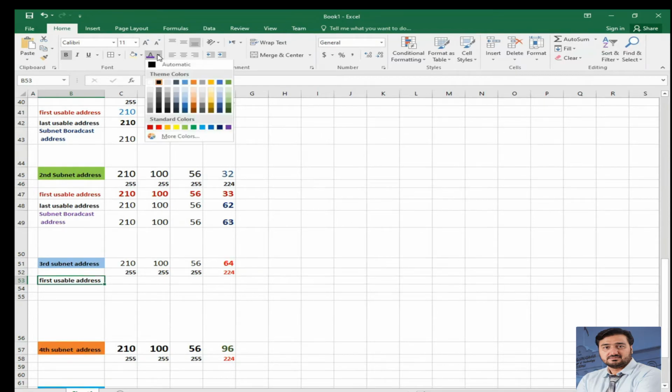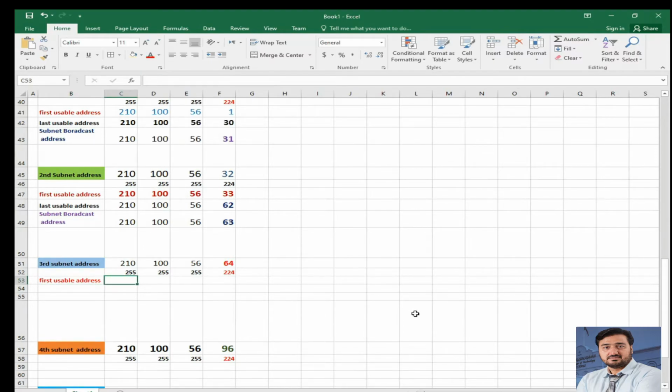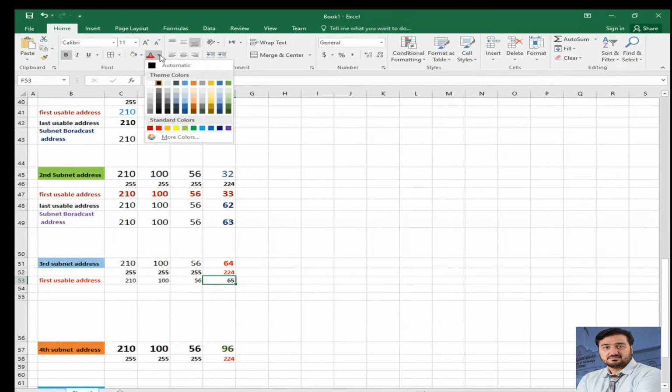210, 156, 63. No, it is 64. So 64, and the next one is 65. Yeah, so this is our 65. Good, mashallah. Now you people are understanding. This is the only logic here. This is 65.